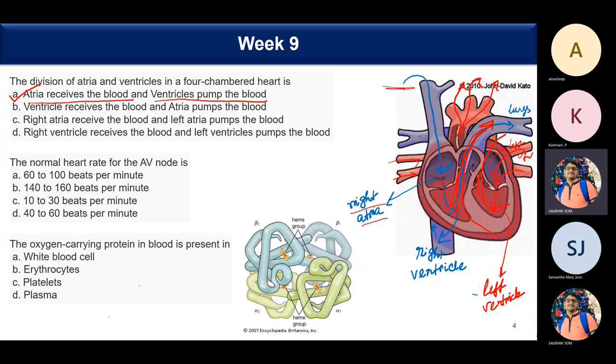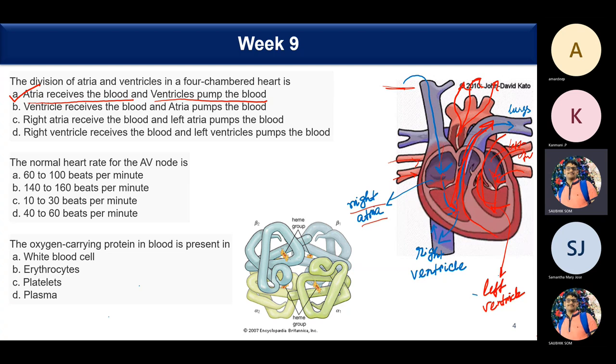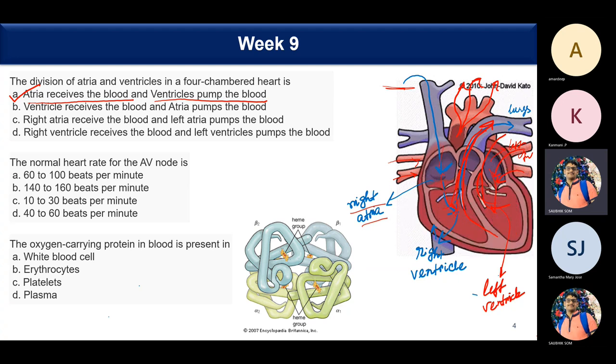Ventricle receives the blood, atria pumps, no. Right atria receives the blood, left atria, no. Ventricle always pumps the blood, atria receives the blood. The difference is that the right part of the heart always handles the deoxygenated blood. The left part of the heart always handles the oxygenated blood.